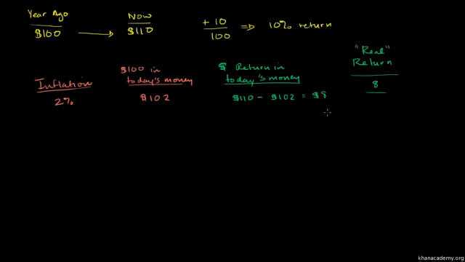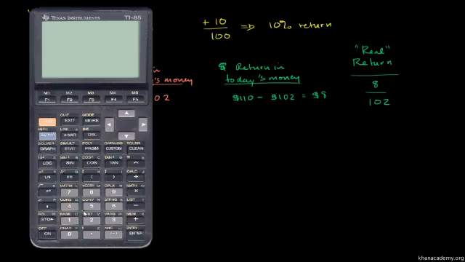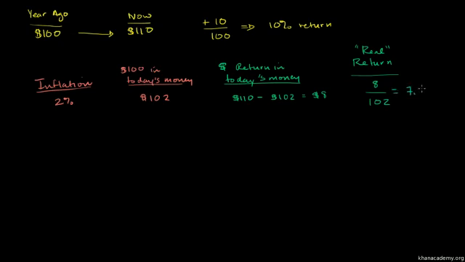And what we originally invested in today's money was $102. So we get our calculator out. 8 divided by 102 is 7.8%. So this is equal to 7.8%. So even though the nominal return, if we just look at what we got in exchange for what we invested, was 10%, because there was 2% inflation, our actual purchasing power only increased by 7.8%.